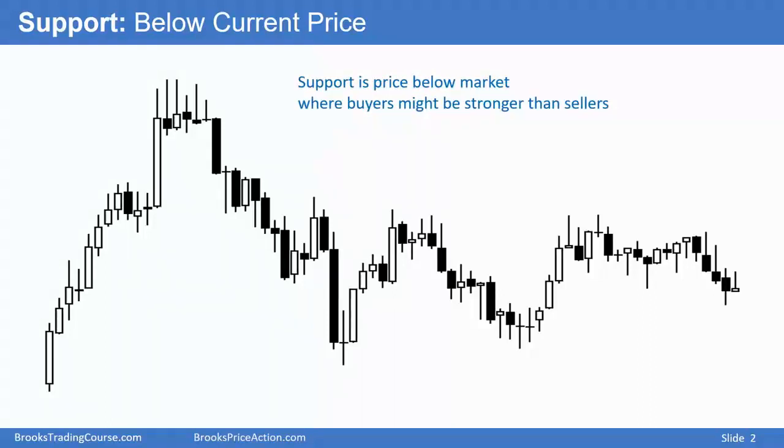Support is a price below the market. It's a price where buyers might be stronger than sellers. In other words, it's a price where selling tends to stop and buying tends to take hold, and you often can rally. The market rallied at this price here. It rallied at this price here. When it gets down to that general area, you have to assume the bulls will buy again, just like they bought here and here. And therefore, traders use the term support to describe this area.